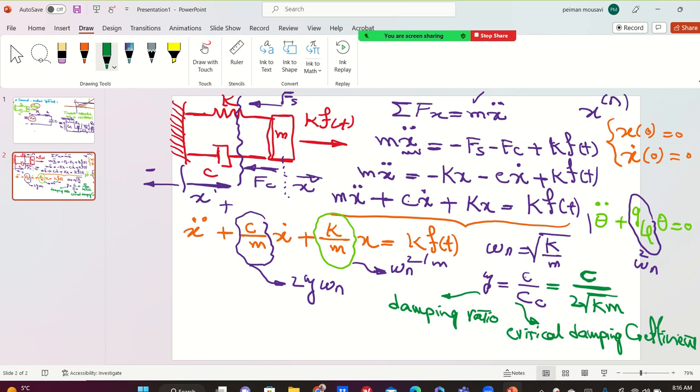So let me show you this. 2 zeta omega n is 2 times C over 2 root K M, multiplied by the natural frequency, root K over M. This with this goes away. This with this is going to be M. This with this is going to be C over M. Here we go.